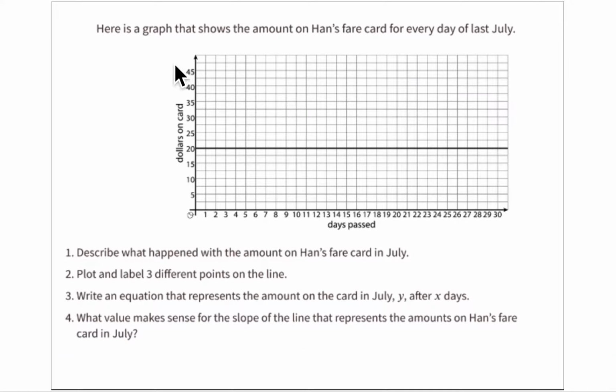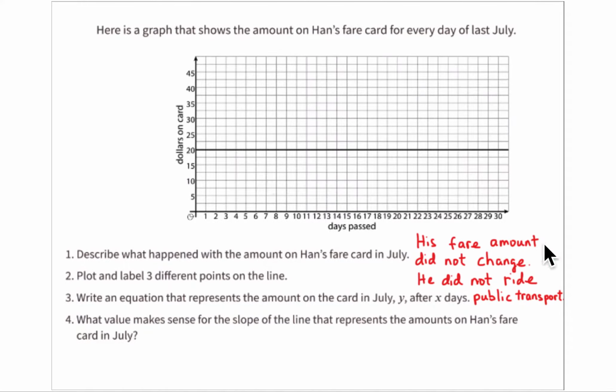And so here's a graph that shows Hans' fare card for every day of July. And you notice that it doesn't change. It doesn't go up, it doesn't go down. It's just a straight line across that's parallel with the horizontal axis. So what happened with Hans' fare card during the month of July?